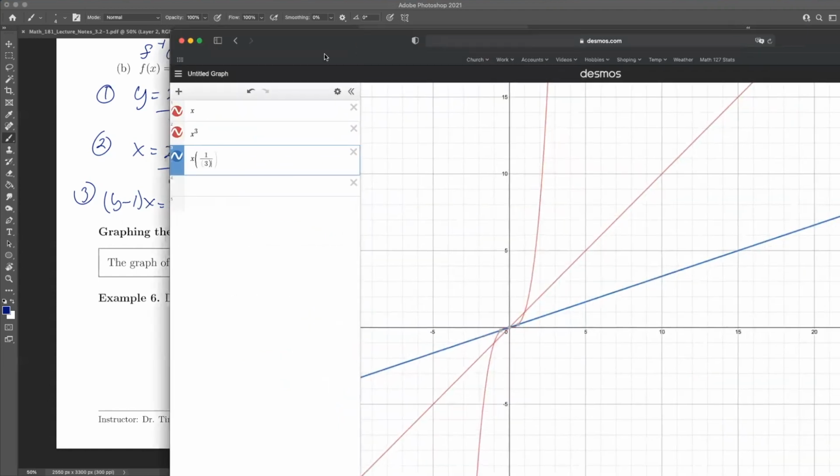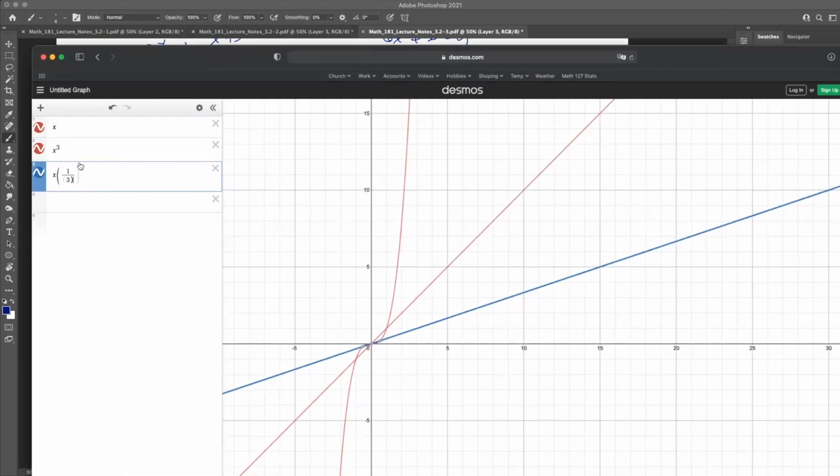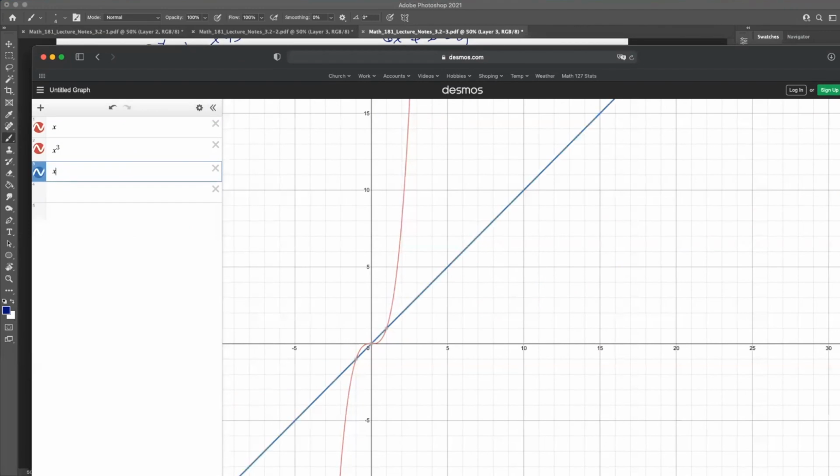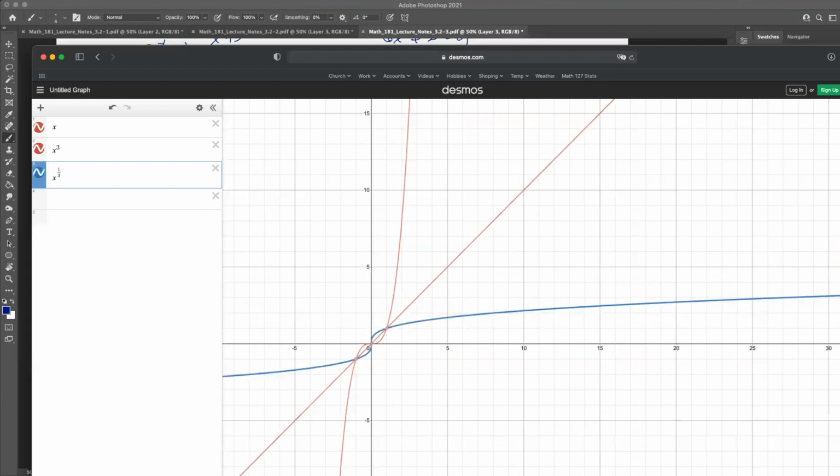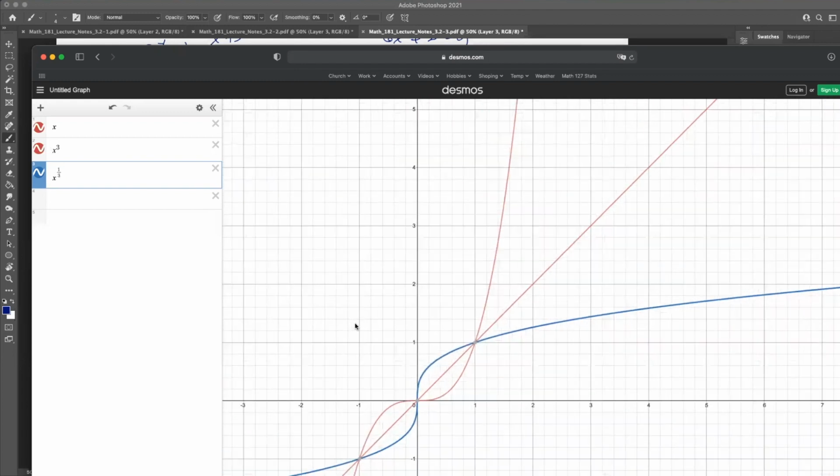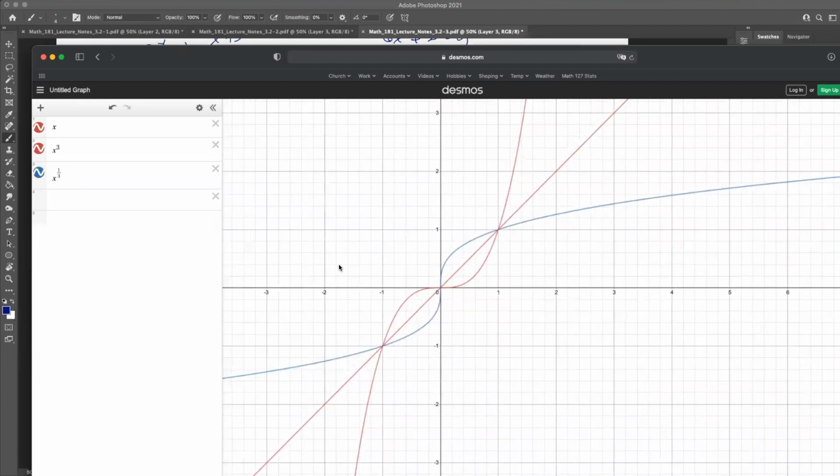So let me just show you this real quick, and then we'll call it a day. So let's look. All right, that's not what I wanted. Raised to the 1 divided by 3 power. All right, so let's look at, let me zoom in so it's a little bit clearer. All right, so why is that? So let's look at this.